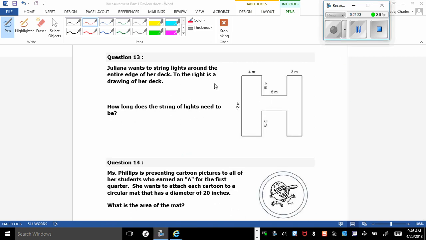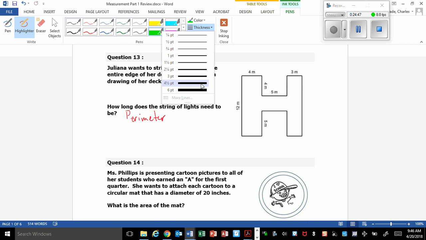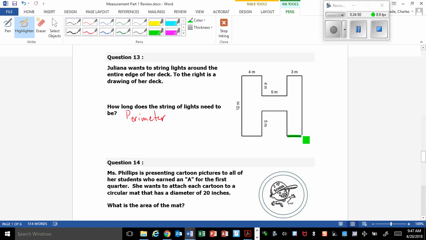All right, question 13. Juliana wants to string lights around the entire edge of her deck. To the right is a drawing of her deck. How long does the string of lights need to be? So how long does it need to be would mean it's a perimeter question. And that means, let's do green. That means we are going all the way around the outside of this deck, or this edge.